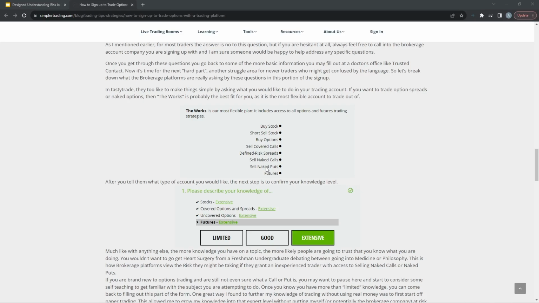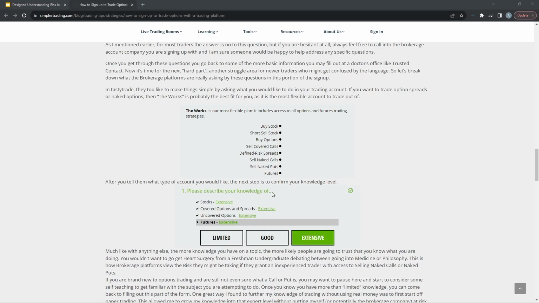So they'll ask you what you want to do with your account. What kind of trading do you have in mind when you first look to put money in it and invest it? And then, of course, from there, they'll want to ask you your knowledge level. Are you familiar with trading stocks? Are you familiar with trading covered options and spreads or uncovered options, those naked calls and puts, if you will? Are you familiar with futures trading?